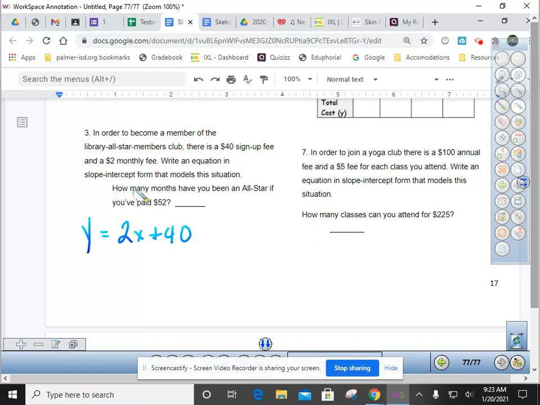The question is, how many months have you been an all-star if you've paid $52? So now the X is the monthly. Where do you think the 52 goes? Under the Y, that's right. 52 equals 2x plus 40. That is solving an equation. You've done this before. The only difference is it's flipped. So what do we do first? Subtract 40 from both sides.